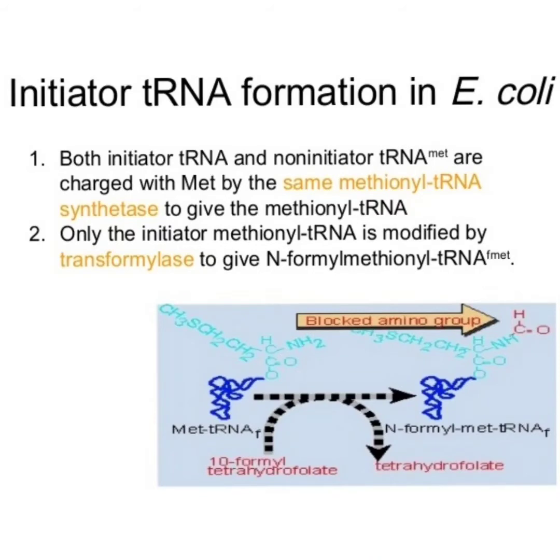Only the initiator methionine transfer RNA is modified by transformylase to give N-formyl methionine transfer RNA. As you can see in the image, the methionine transfer RNA is converted into N-formyl methionine transfer RNA by the presence of 10-formyl tetrahydrofolate. The 10-formyl tetrahydrofolate is converted into tetrahydrofolate, giving off the formyl group to the methionine transfer RNA.